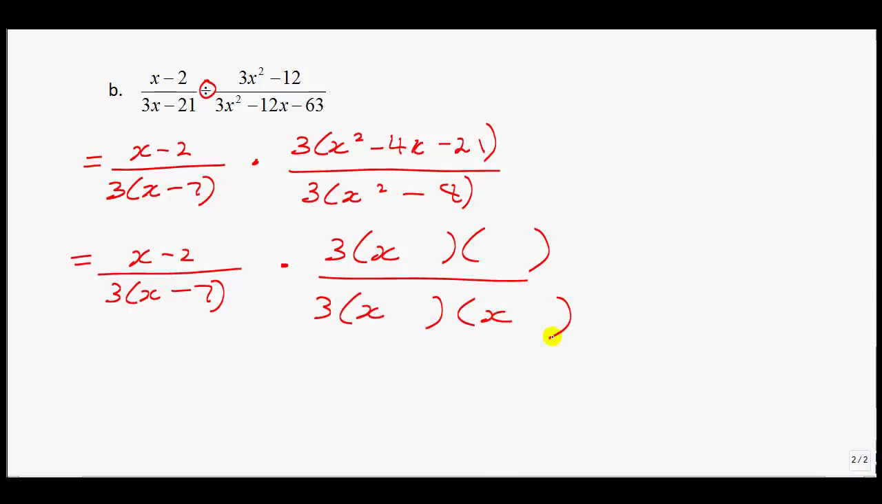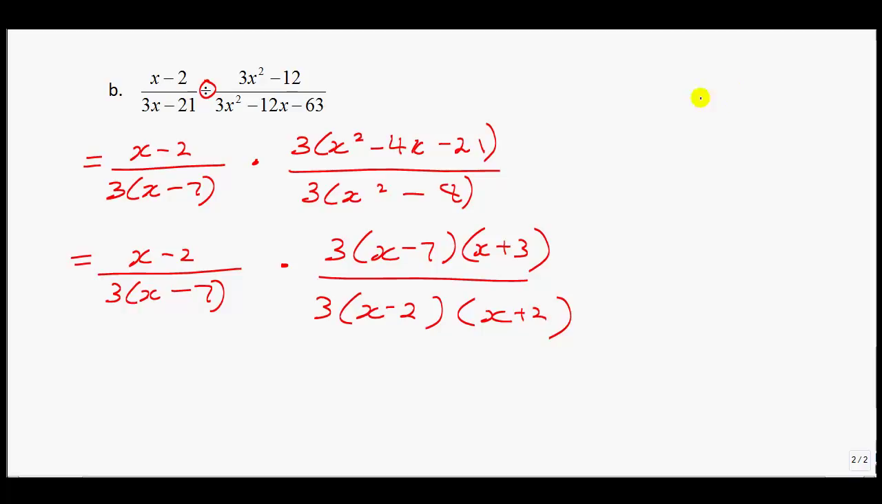So I like to set it up like this. Let's look at the numerator right here. Numbers that multiply to give you negative 21 that have a sum of negative 4. That would be a negative 7 and an x plus 3. And then this part, x squared minus 4, notice that has a difference of squares. That's an x minus 2 and an x plus 2.